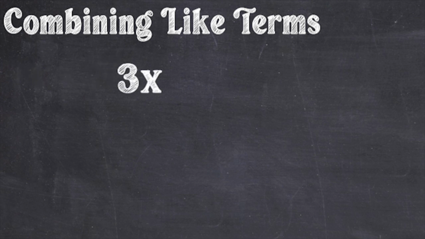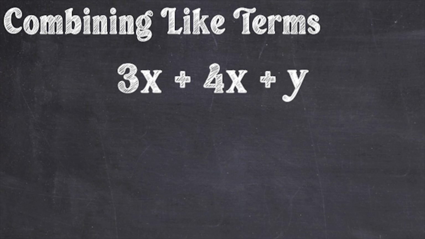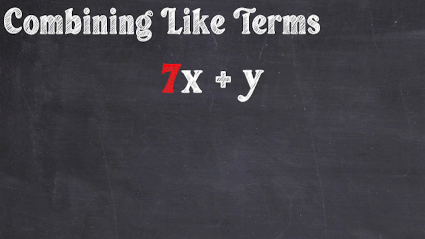Consider the expression 3x + 4x + y. There are two variables in this expression, x and y. There are 3 terms present. Out of the 3 terms, the 3x and 4x have the same variable, which is x, so they are like terms. The other term, y, has a different variable, so it is not a like term. Since 3x and 4x are like terms, we can combine them together by simply adding or subtracting their coefficients. The coefficients in this case are 3 and 4. Combining them would give us 7. So this algebraic expression can be simplified to 7x + y.